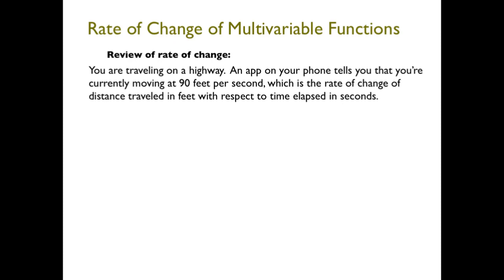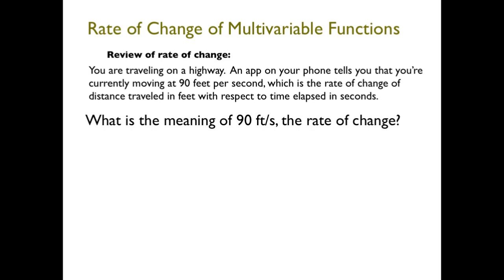An app on your phone tells you that you're currently moving at 90 feet per second on the highway, which is a rate of change. That's the rate of change of distance traveled in feet with respect to time elapsed in seconds. Okay? So 90 feet per second is a rate of change, right? It's the rate of change of distance with respect to time. So what's the meaning of that? What's the meaning of 90 feet per second?